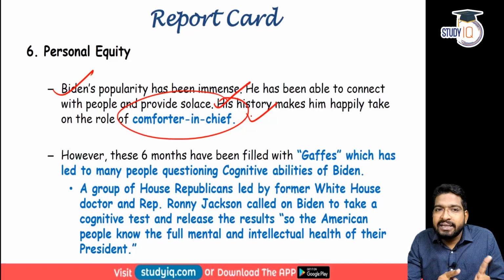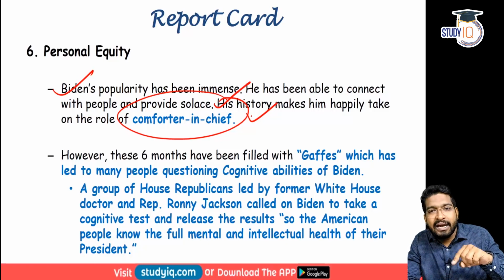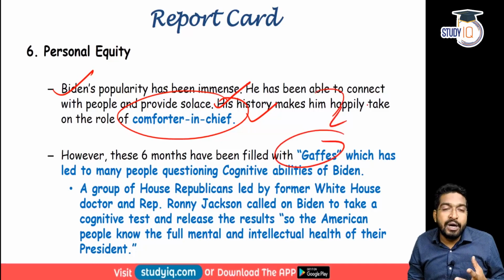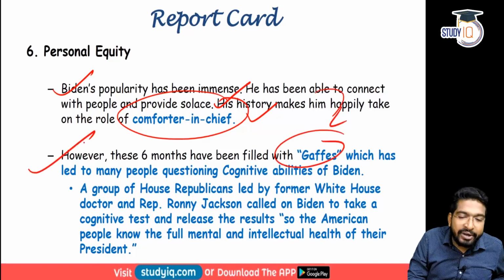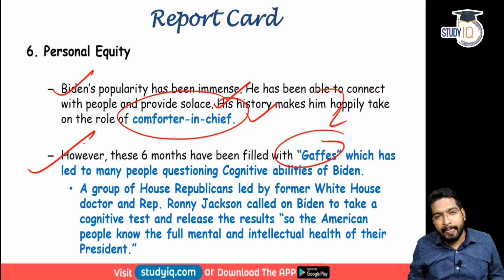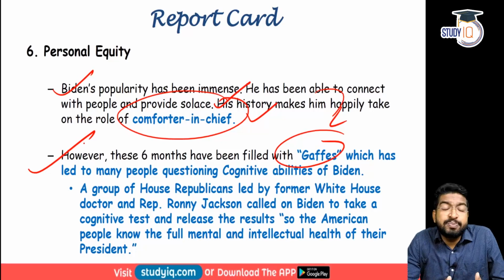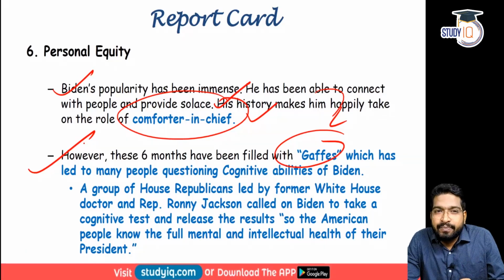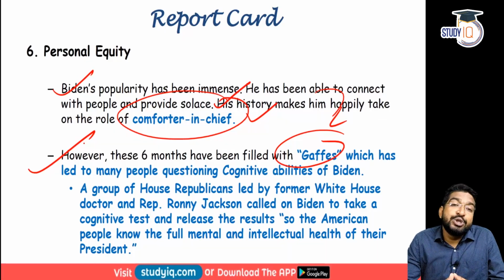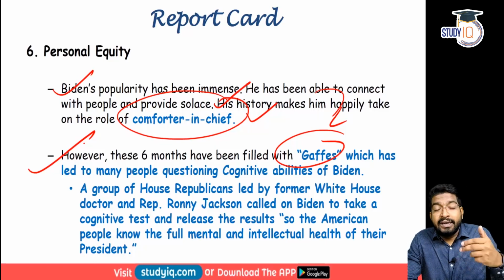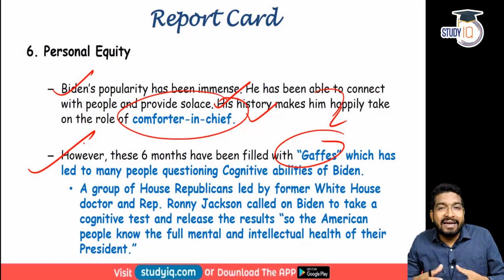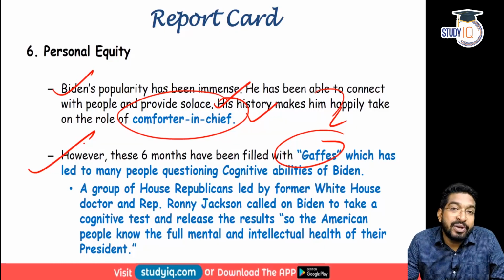So on one side, there is a lot of approval for Joe Biden, but on the other side, these 6 months have been filled with gaffes. What gaffes? Many people have been questioning the cognitive abilities of Joe Biden. In these 6 months, in many of the press briefings, Joe Biden has committed many mistakes, many gaffes. What happened recently at the G7 summit also? He tried to correct Boris Johnson, although Boris Johnson himself was correct in mentioning the name of the South African president.